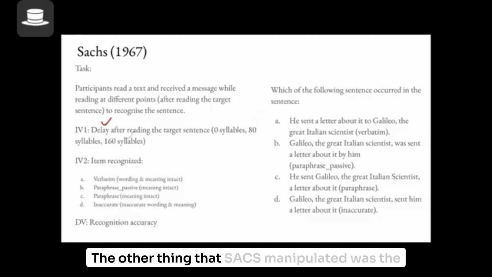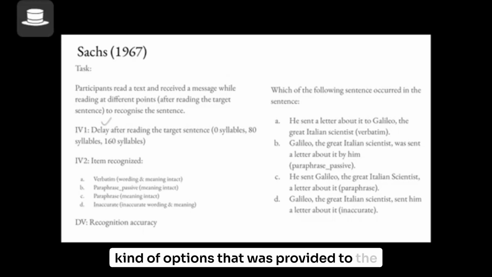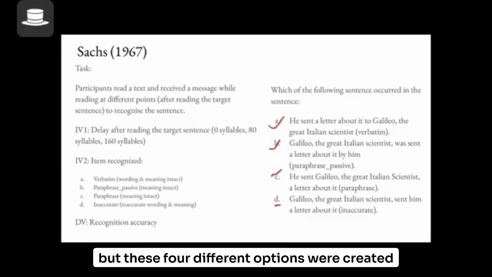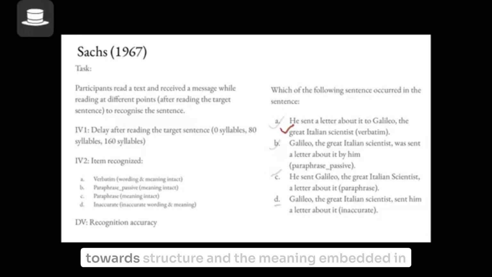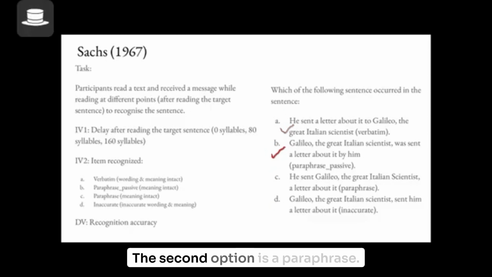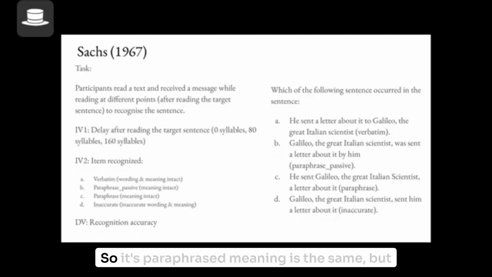The other thing that Sachs manipulated was the kind of options that were provided to the participants. Remember, there are 4 different options, but these were created so they have some specific elements in them. For instance, the first one is a verbatim, that is the exact sentence they read, in which case it has both the word-to-word structure and the meaning embedded in it. The second option is a paraphrase, and if you look at it, the form of the sentence is also changed, where it is not direct. As you can see, he sent a letter versus Galileo was sent a letter. So it's a paraphrase, meaning is the same, but the form is changed.